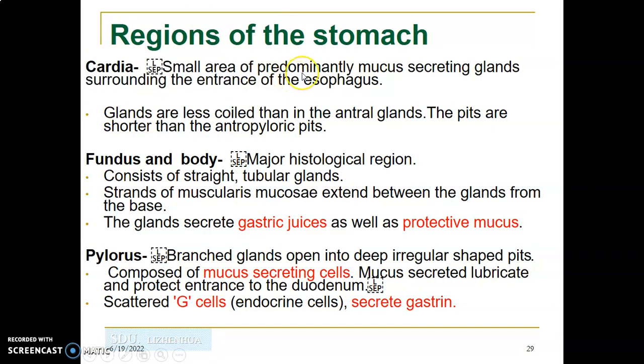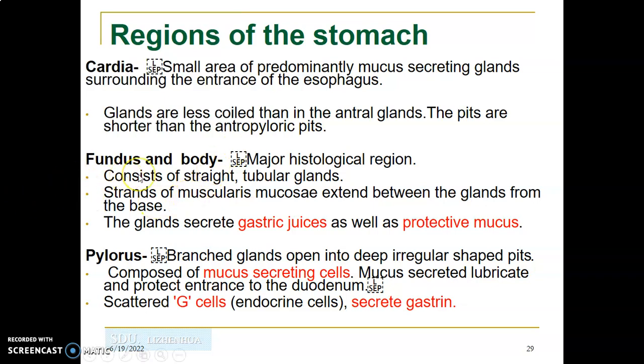So the cardia is at the entrance of the stomach. It contains mucus secreting glands, and these glands are less coiled than the glands in the antrum. The pits of these mucus secreting glands are shorter than the pits in the pylorus, the antrum, so the antropyloric pits. So you have mucus secreting glands, the glands are less coiled and they are shorter.